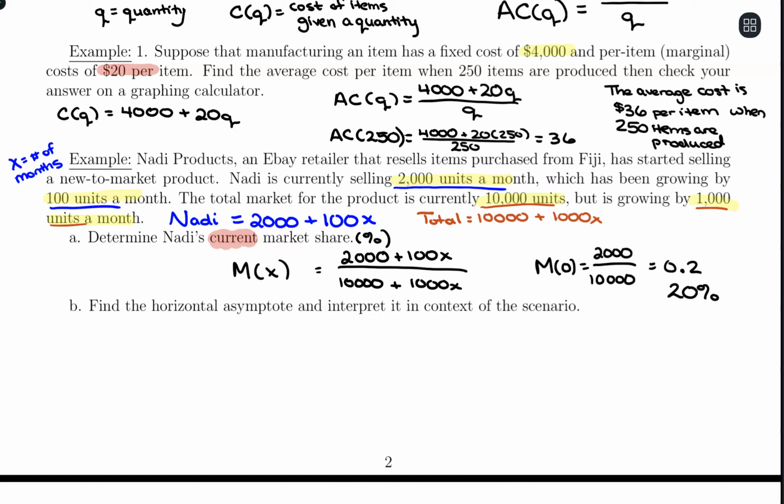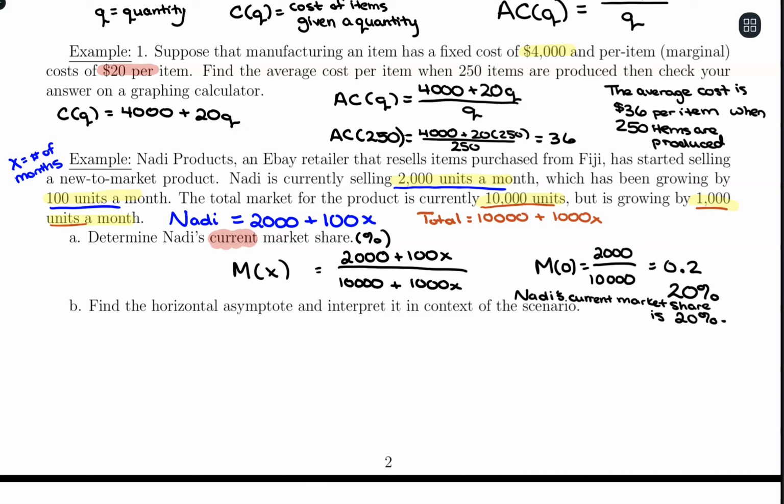That's what they're providing. So Naughty's current market share is 20% of the total market. All right. So market share is this idea of a ratio of what's happening for a specific company out of the total market. And then a current market share would be what's happening right now, which would be time equals 0.